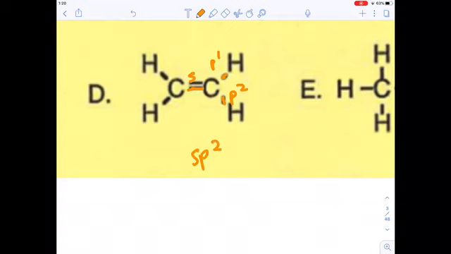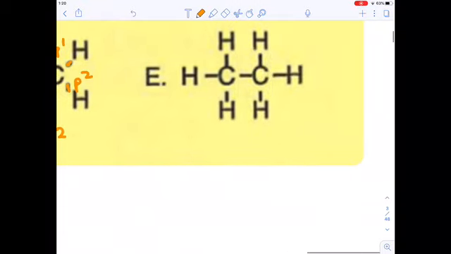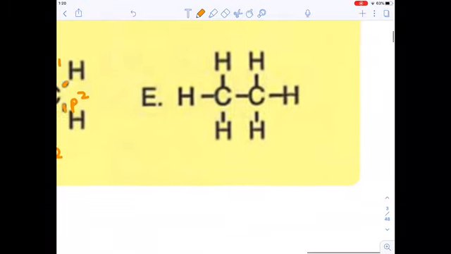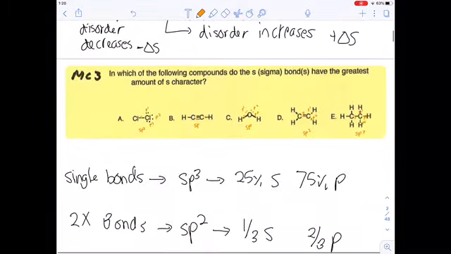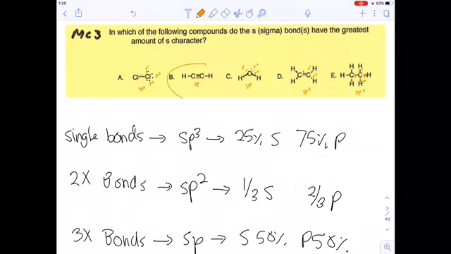And then 2 sigma bonds to each H. So it's going to be S, P1, P2. So sp2. And then finally, you have a straight alkane, and that is going to have 4 sigma bonds. So it's going to be S, P1, P2, P3. So hopefully we did not forget that. And the answer to multiple choice 3 is going to be B because it's the only triple bond we have.